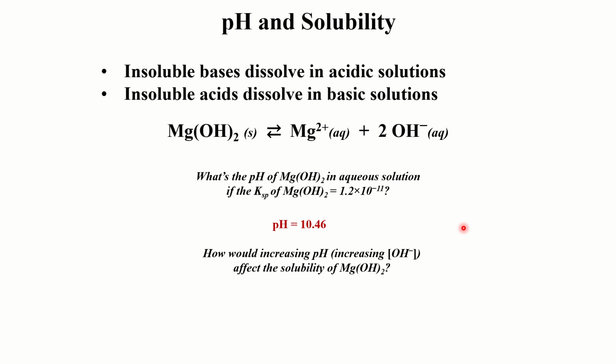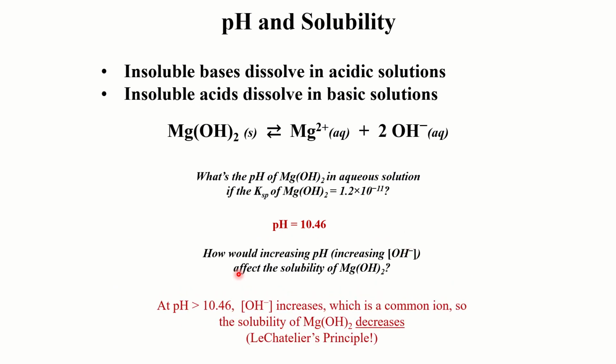Second question, how would increasing the pH, or essentially increasing the OH- concentration, affect the solubility of Mg(OH)2? Note here that our starting pH is 10.46, and if we add more OH-, this is going to increase the pH. The hydroxide here is a common ion, and as we just saw previously, when you add a common ion, the solubility is going to decrease based on Le Chatelier's principle, as I mentioned in the previous slides.